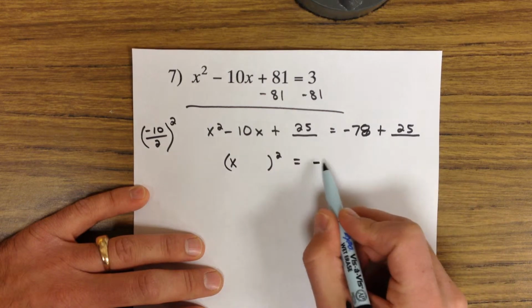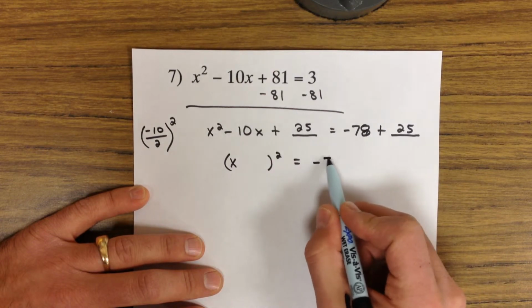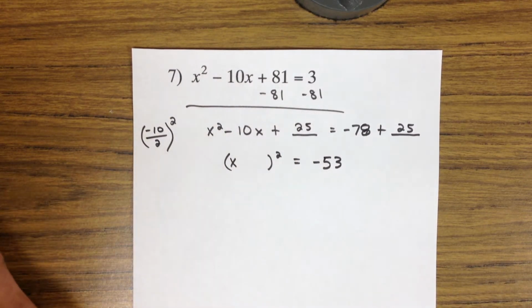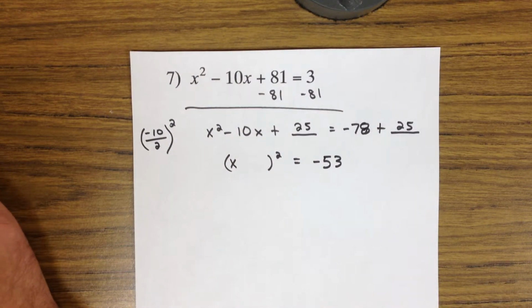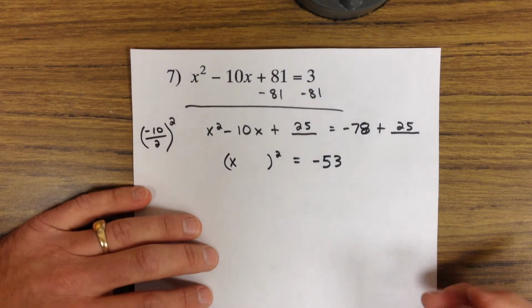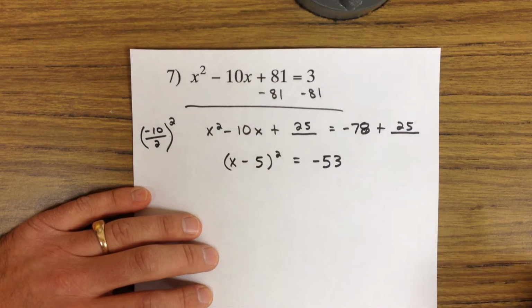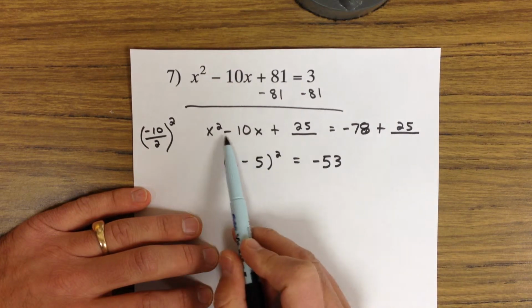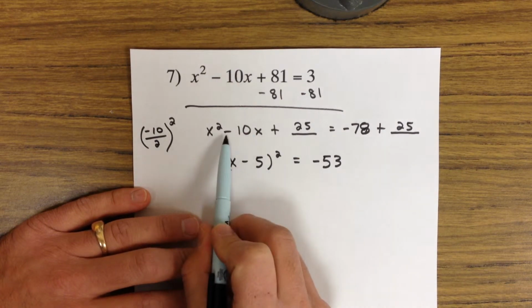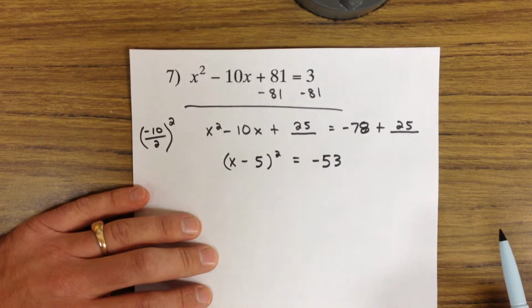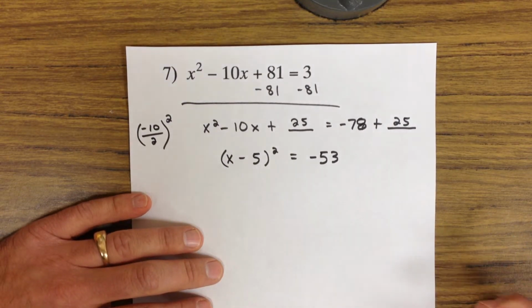Put those two together, you get -53. Looks like. And on this side, again, I'm going to have -5 because I have this. Really, if you just look at the sign of b, that's going to be your sign in the middle. Okay, so you can always keep that in mind.